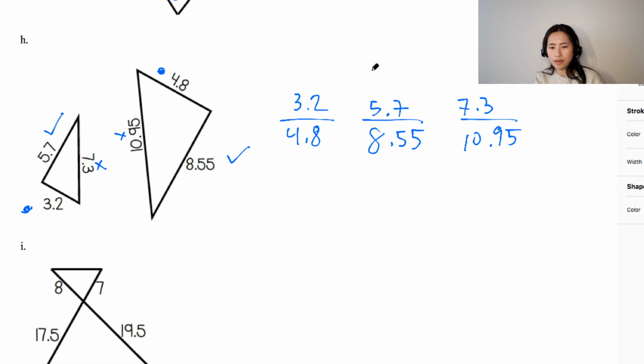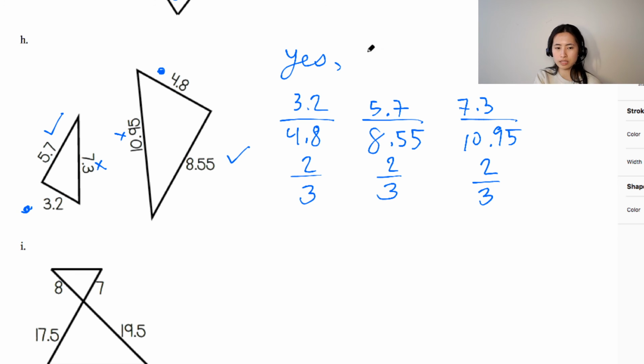Okay, great. So I've set this up in a way that the dimensions of the smaller triangle are in my numerator, and my denominator is based on the larger triangle. So 3.2 divided by 4.8 gives you 2 over 3. 5.7 divided by 8.55 gives you 2 over 3 as well. And 7.3 divided by 10.95 gives you 2 over 3 as well. So yes, they are similar, based on side.